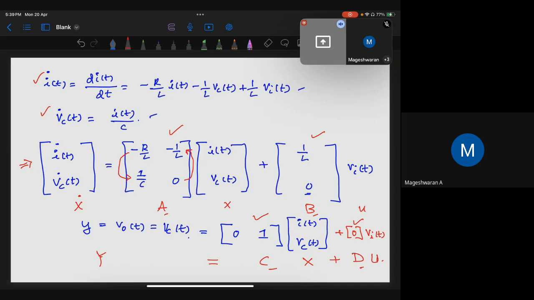In examination, one student may take the first case, another student may take the second case, but both answers are right because the final answer will be the same. What do I mean by final answer? Using the state space representation, we might find the transfer function, and from the transfer function we might find poles and zeros and do the further analysis. Those answers will not change. Is this clear? So whatever the order you take, it does not matter.